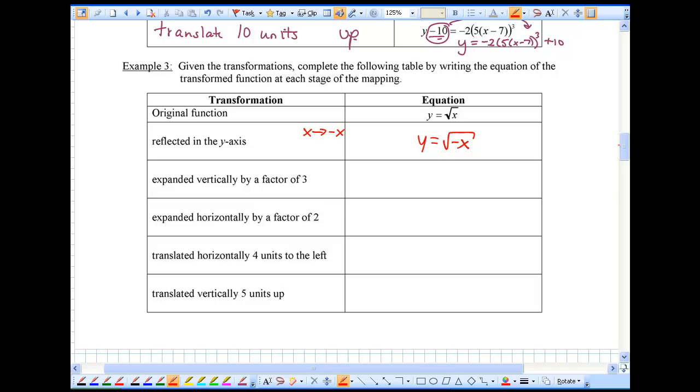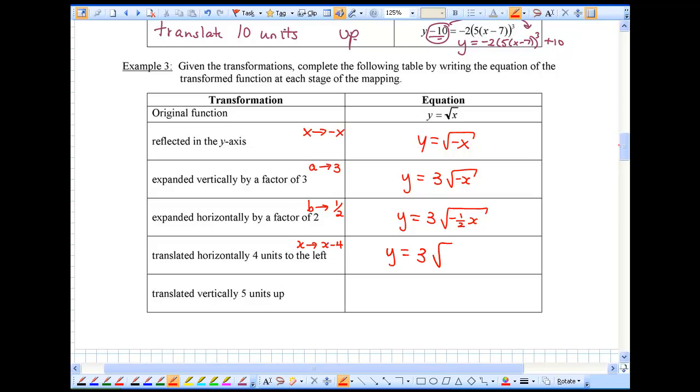Then it says expand vertically by a factor of 3. That means my a value now becomes 3. So I will put a 3 in front of the entire function. Because I expand horizontally by a factor of 2, that's my b value, and that actually is a half. So once again, I'm continually building the function. When I translate horizontally 4 units to the left, the x becomes x minus 4.